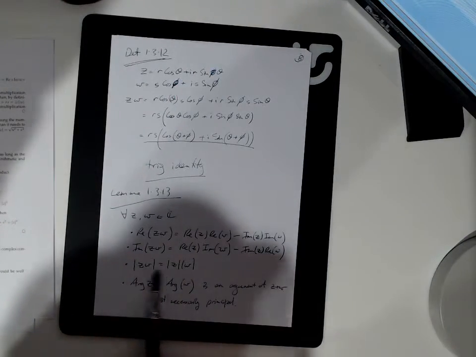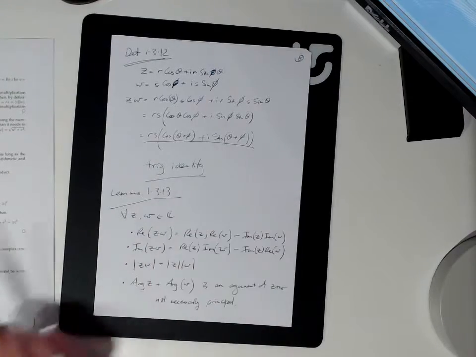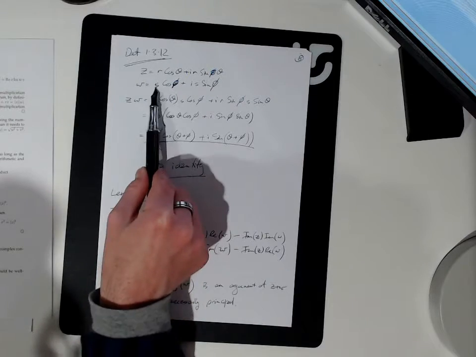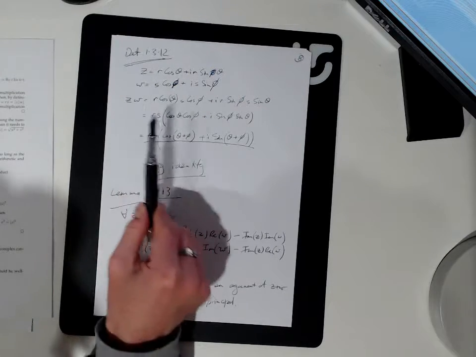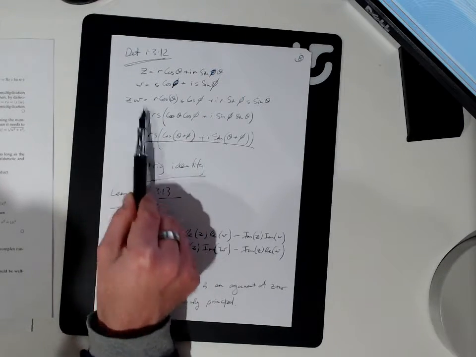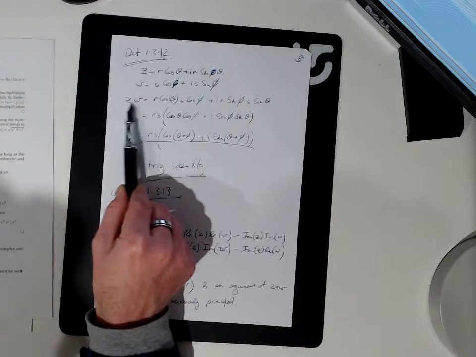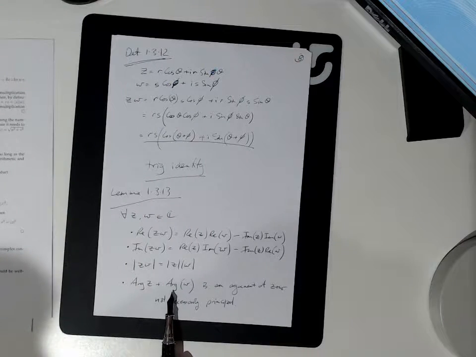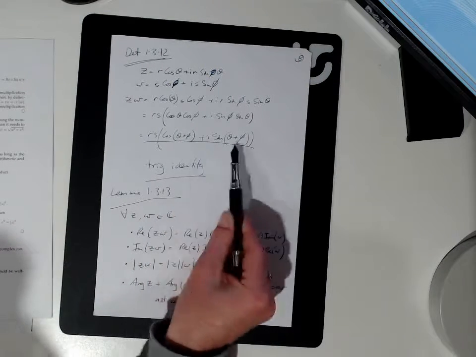For this one here, just use the definition given in polar form. We know that r and s are the moduli of z and w, so the product of r and s is the modulus of zw, which is exactly what that says. And this says that the argument adds, which is this.